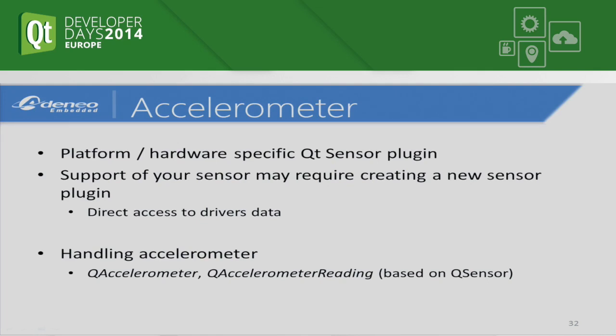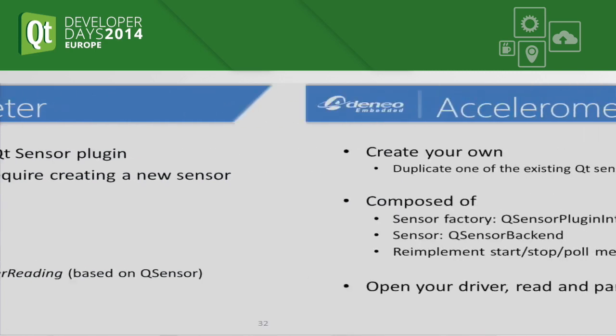And in that case, we'll see how to handle the accelerometer. So the first one, yes, two different classes: QAccelerometer and QAccelerometerReading, that's from C++. If you want to handle that from QML, that's simply Accelerometer with no Q, as usual.